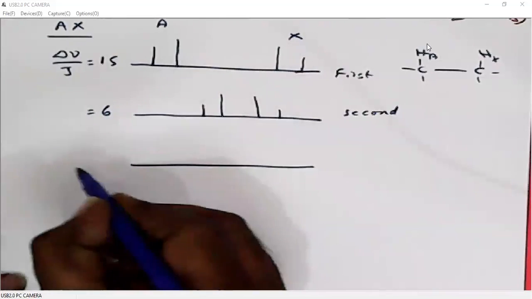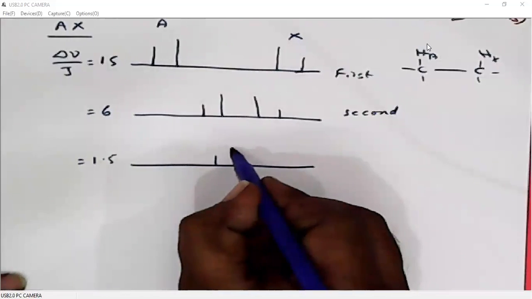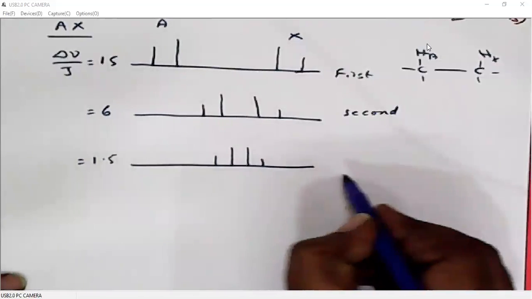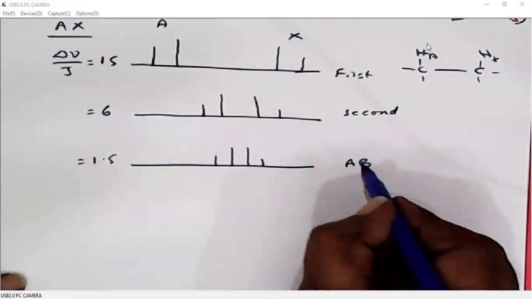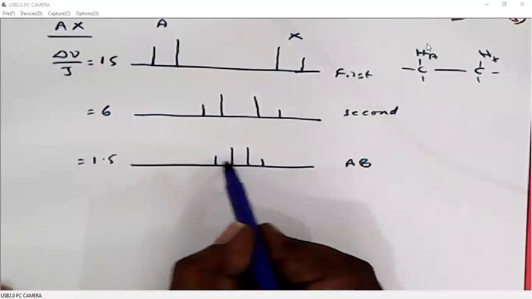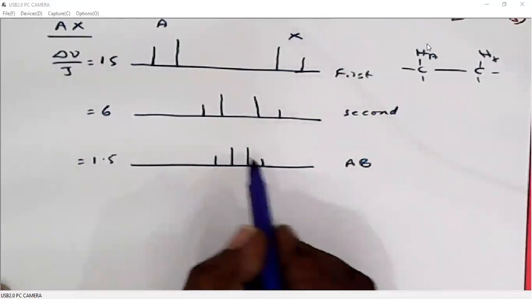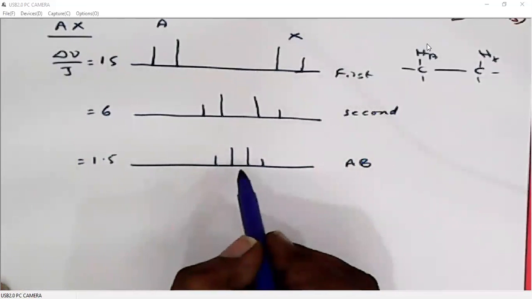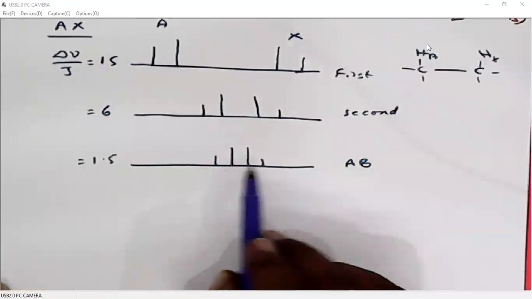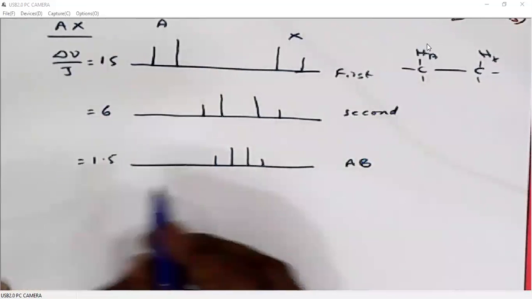Then if we further decrease it to 1.5, the peaks become even closer. In this case, we call it AB. We don't see individual doublets. We see only a single multiplet, a multiplet corresponding to two different protons. So then we call it AB.